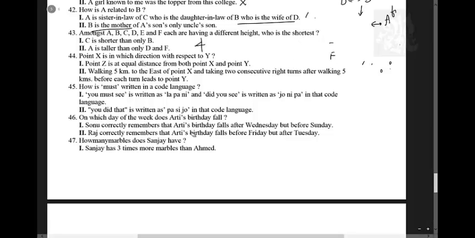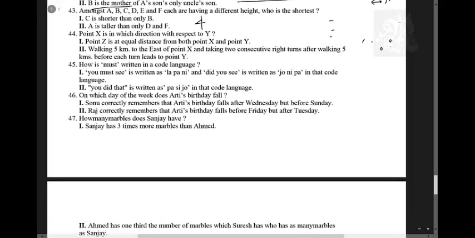Are we clear? Alright. 44th. Point X is in which direction with respect to point Y? So there are 2 points mentioned. Point Z is equidistant from both X and Y. Now in this case, X and Y can be on a line segment with Z in between. Possible. It can be the other way around also, a right angle, or an equilateral triangle. Anything. So one cannot answer the question.